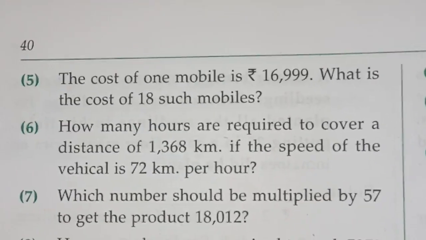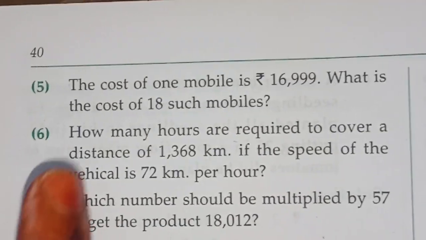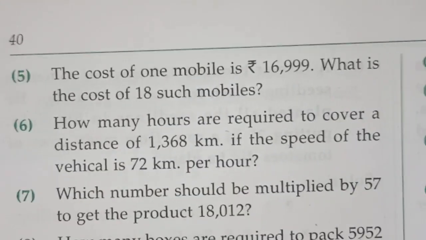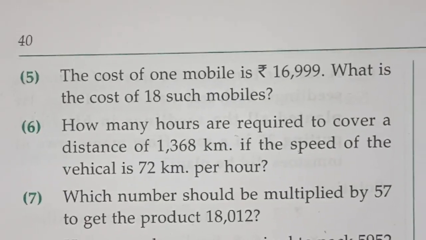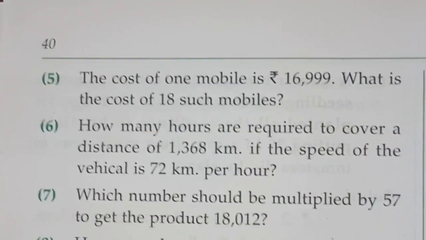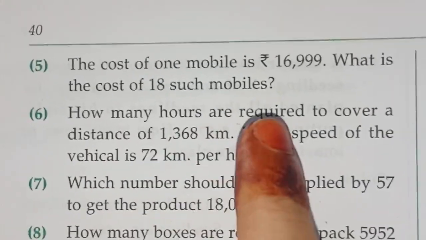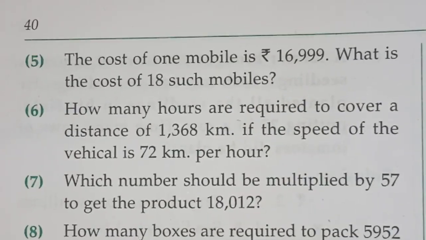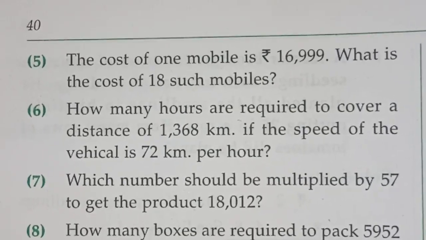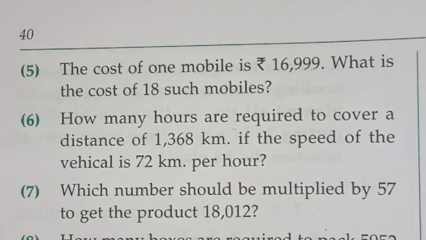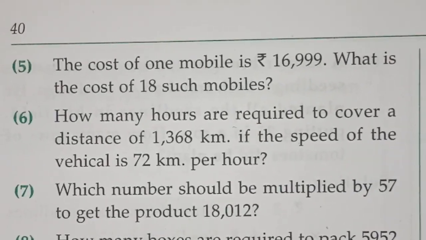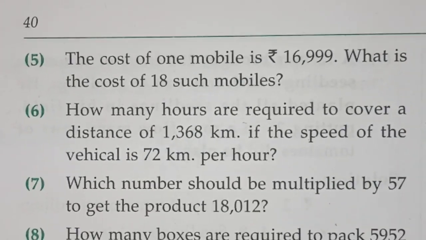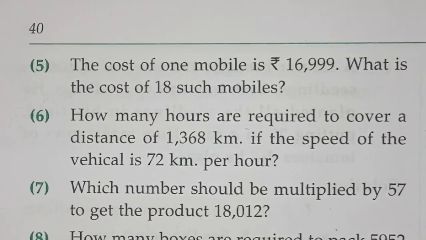Now do these 3 questions in your homework. Question number 1: the cost of one mobile is 16,999. What is the cost of 18 such mobiles? Question number 2: how many hours are required to cover a distance of 1368 km if the speed of the vehicle is 72 km per hour? Now question number 3: which number should be multiplied by 57 to get the product 18,012? Got it? You have to do these 3 questions in your homework.